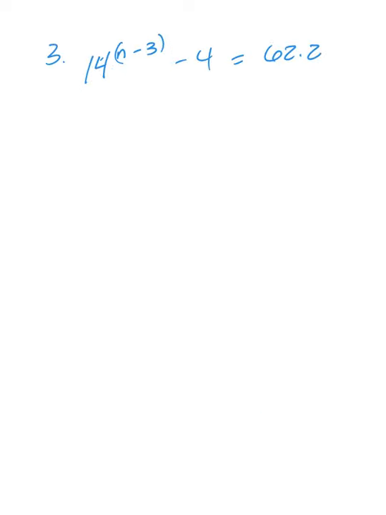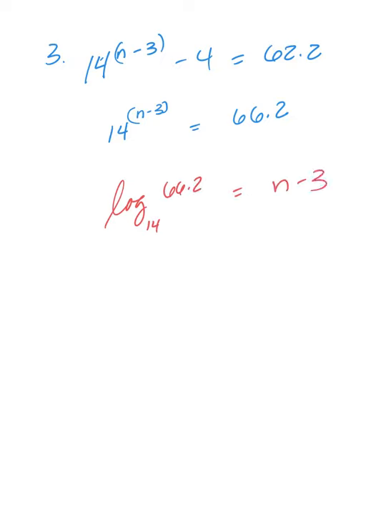So here we've got to leave the guy with the exponent alone. So we're going to add 4 to both sides, and we get 14 to the n minus 3 equals 66.2. Everybody see what I did? Add 4 to both sides. Now, the variable is in the exponent, so this one we need logs, because 66.2 does not translate to 14 to the anything, so we can't find the same base. So here we change it to log base 14 of 66.2 equals n minus 3.